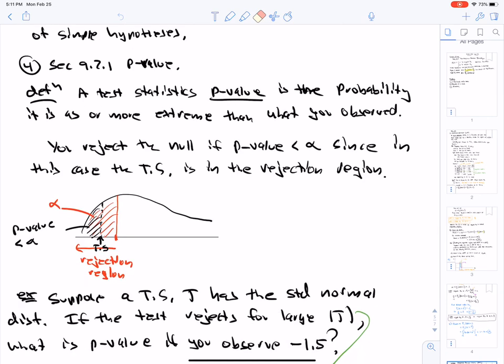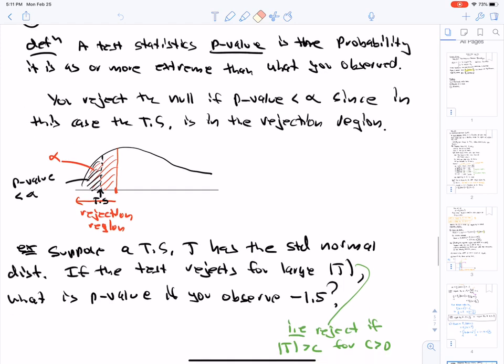Finally, just a quick example of a p-value. A test statistic's p-value is the probability that it's as or more extreme than what you observed. So you reject the null if the p-value is less than alpha, since in this case the test statistic is in the rejection region. So your rejection region tells you what it means to be as or more extreme. So if you get a point in your test statistic inside the rejection region, clearly the p-value will be less than alpha. Alpha is the area shown in red here. The p-value is the area shown in black.